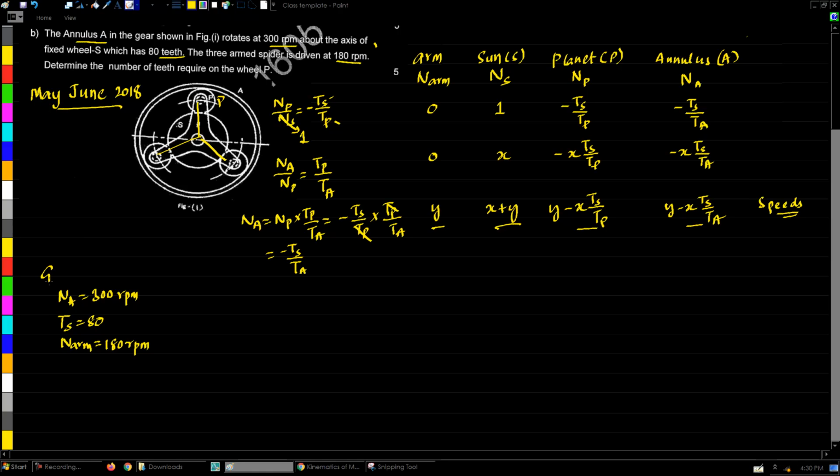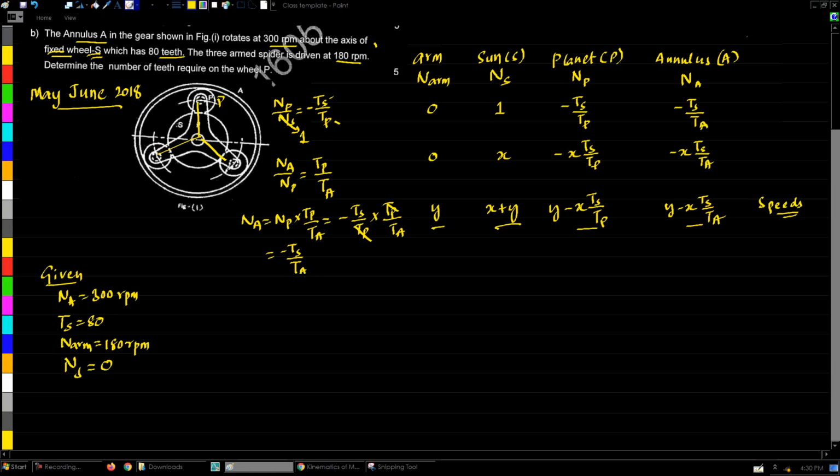So let's note down the given data over here. Fine. So the given data is, you can see that the annulus A is rotating 300 RPM. So since no direction has been given, we'll just take it as a positive value. And it's rotating about the axis of the fixed wheel S. So when it says the wheel is fixed, that means the speed of S is 0. Fine. So this is something which we have to read between the lines. If you forget about this, then the whole problem is going to be completely messed up.